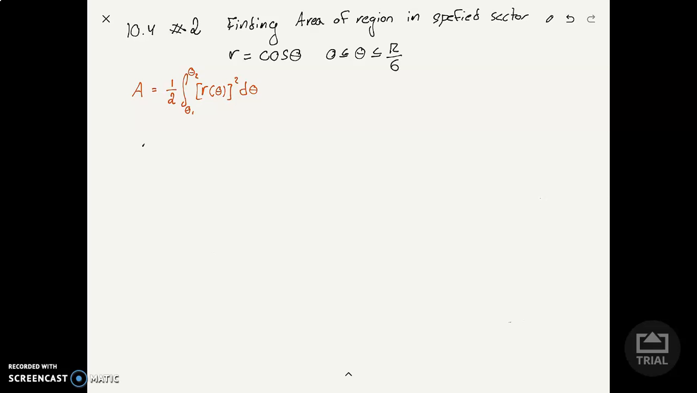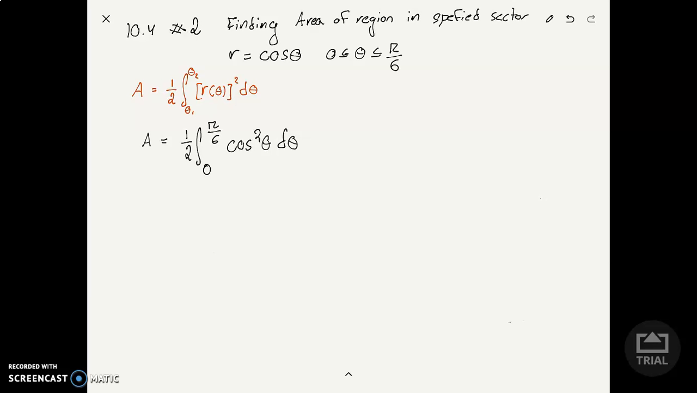It's giving you the angles. So to compute it, we're just going to plug in what they give us and evaluate the integral. We're going from 0 to pi over 6, and within the formula it's the radius squared. Radius is a function of theta, squared. So our radius is cosine theta, so squaring that we just get cosine squared theta d theta.